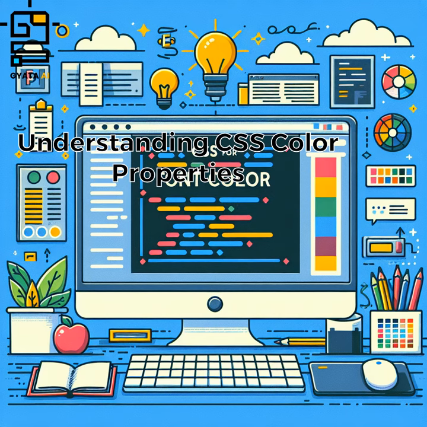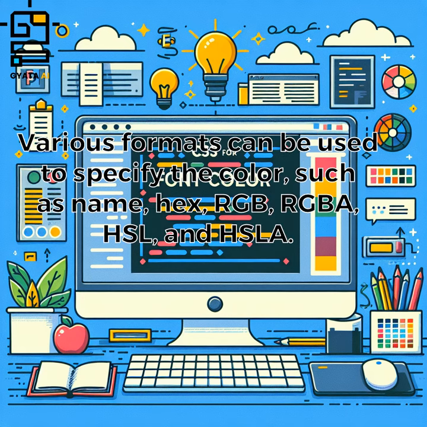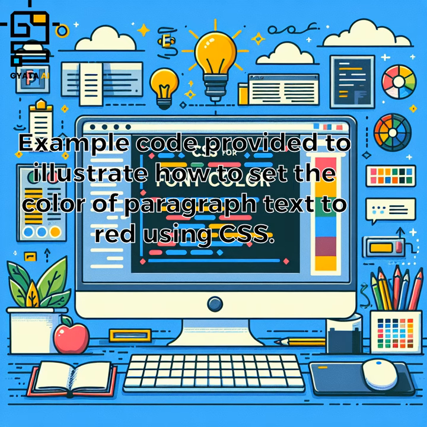Understanding CSS color properties. The color property in CSS is used to set the color of the text. Various formats can be used to specify the color, such as name, hex, RGB, RGBA, HSL, and HSLA. Example code is provided to illustrate how to set the color of paragraph text to red using CSS.